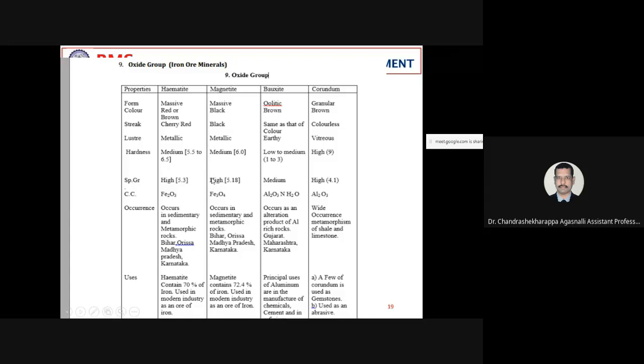So specific gravity is high, medium, and this is also high. And you can see magnetite, hematite, Fe2O3, and this is Fe3O4. Okay, and bauxite has aluminum oxides. And this corundum also has iron oxides, aluminum oxides, and all occur in metamorphic rocks, and you can see this in sedimentary and metamorphic rocks. Here also sedimentary and metamorphic rocks. But bauxite occurs as an alteration product of alumina-rich rocks.